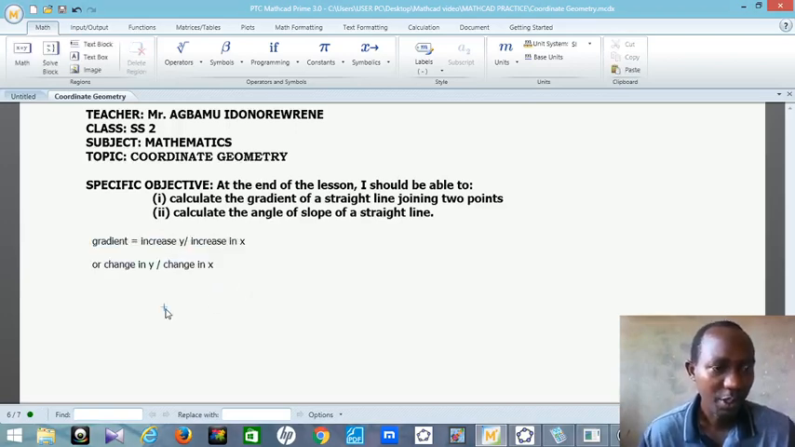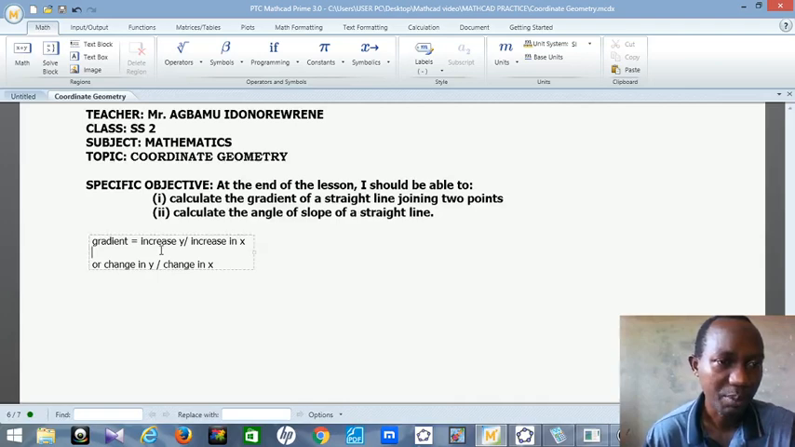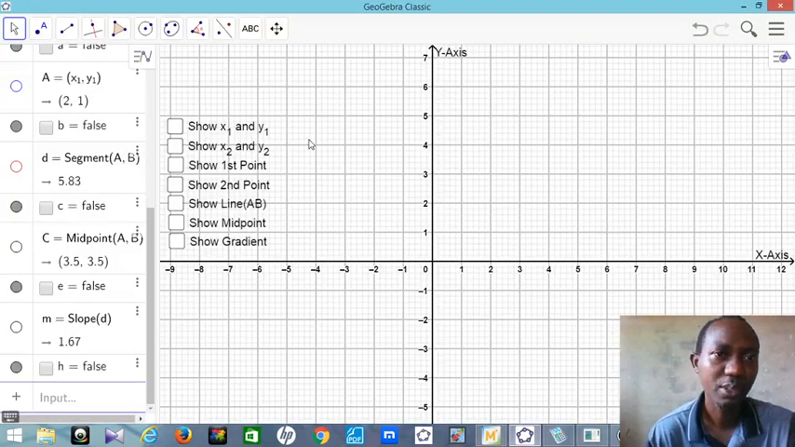But we don't need this when we want to calculate. We need to get the actual formula so that we can use it to calculate. But this is a simple statement we use in describing gradient. Increase in y divided by increase in x. Let me also demonstrate this so that you can understand what we mean by increase in y divided by increase in x.